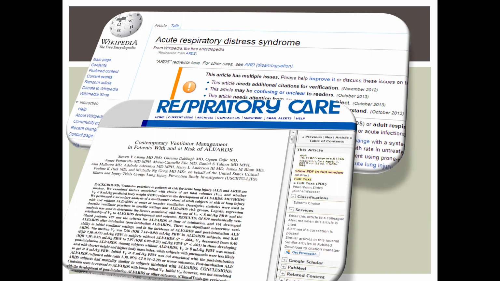So when you're searching in Wikipedia, it's not evidence-based medicine. It's just people write in that have information about a topic. So Wikipedia is definitely not the place to go to get evidence-based medicine. When you're looking in your respiratory care journal and other medical journals, those are backed by evidence, by peer-reviewed articles.